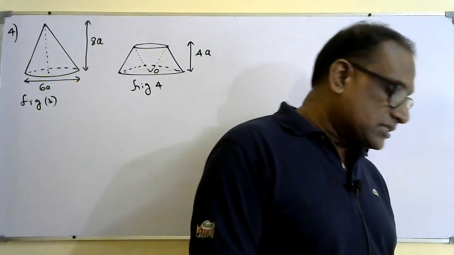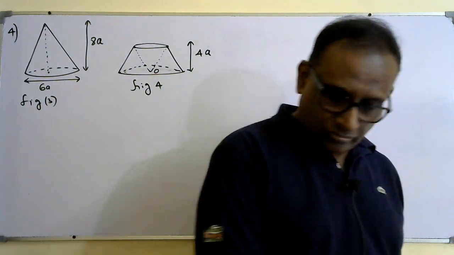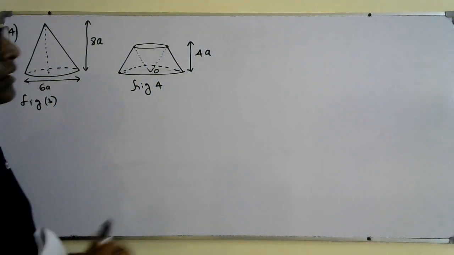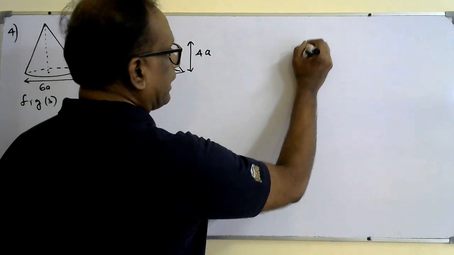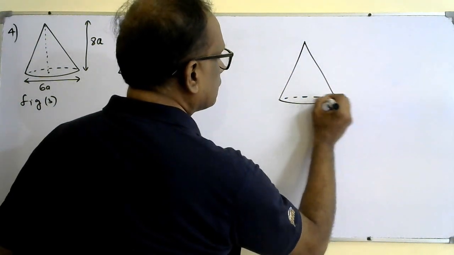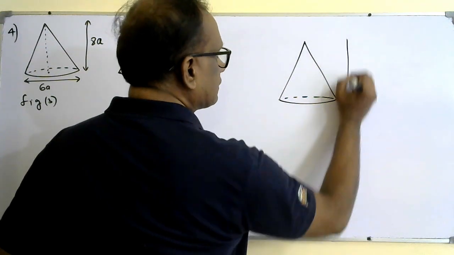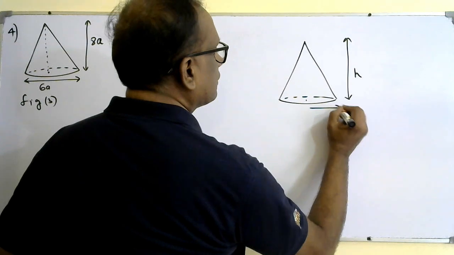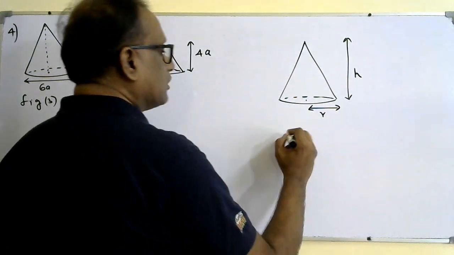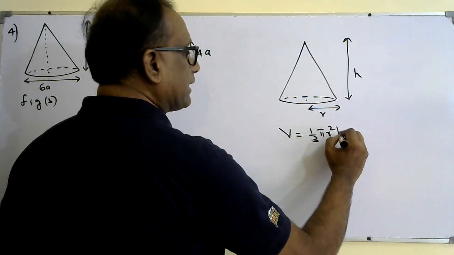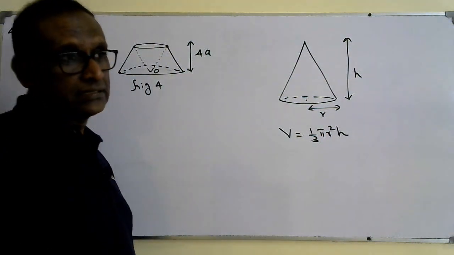So the center of mass of a cone is given as, for a solid cone of radius r and height h. You must know the volume is given by 1/3 pi r squared h. That's the volume. You must know that.